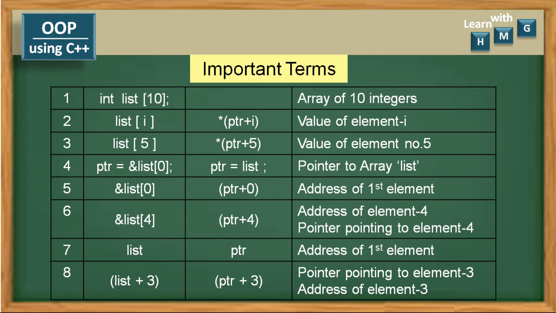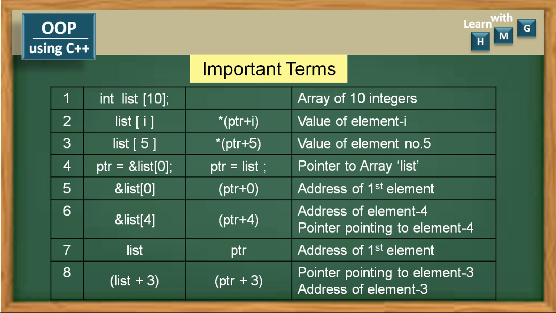These are a few important terms I want to highlight for you. Int list of 10 is nothing but the declaration of an array of 10 integers. List of I and star of ptr plus I are synonymous terms, both representing the value of element I. Then list of 5 and star of ptr plus 5 are again two synonymous terms representing the value of element number 5. ptr is equal to ampersand list of 0 and ptr is equal to list are the same, and both are pointer to array list.